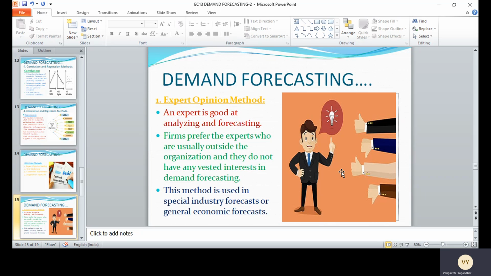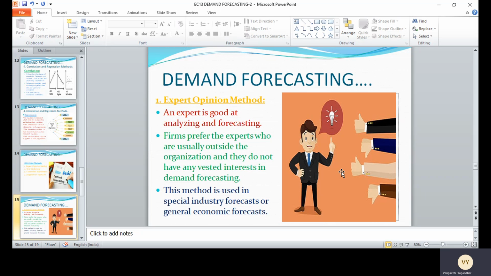Expert opinion method. Who is considered an expert? The one who has a lot of experience, right? The one who has a lot of exposure, a lot of knowledge, no? It's like that. During elections also we see experts, and they predict the likely result. An expert is good at analyzing and forecasting. So in this context, whoever is good at analysis and forecasting is considered an expert.